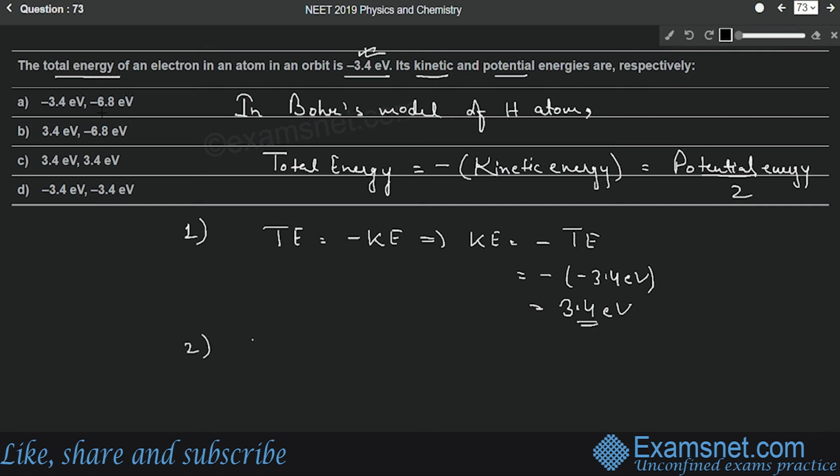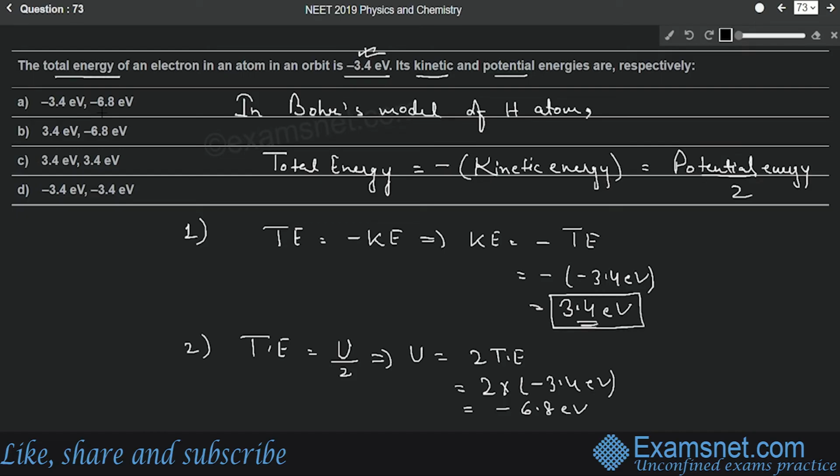Now second, we know that total energy is half of potential energy, U by 2. So what will be the value of potential energy? It will be equal to 2 times the total energy. That means 2 into minus 3.4 electron volt. So here we'll get minus 6.8 electron volt. So kinetic energy is 3.4 electron volt and potential energy is minus 6.8 electron volt. So the correct option will be option number B. First one is positive, second one is negative. Option number B is the correct answer.